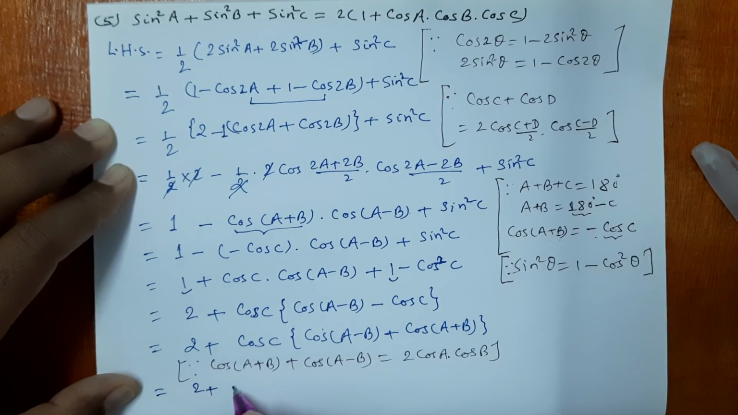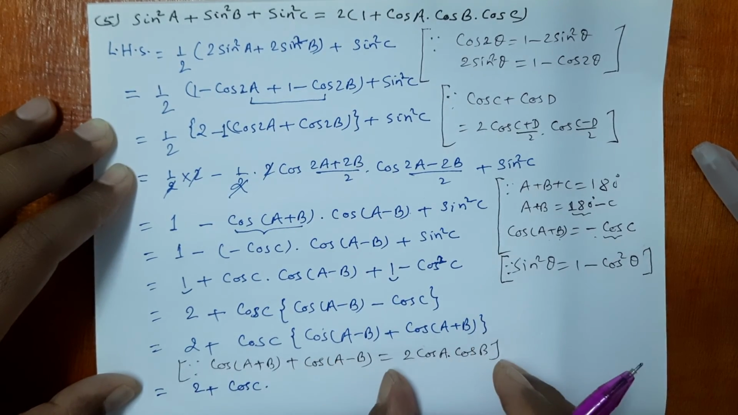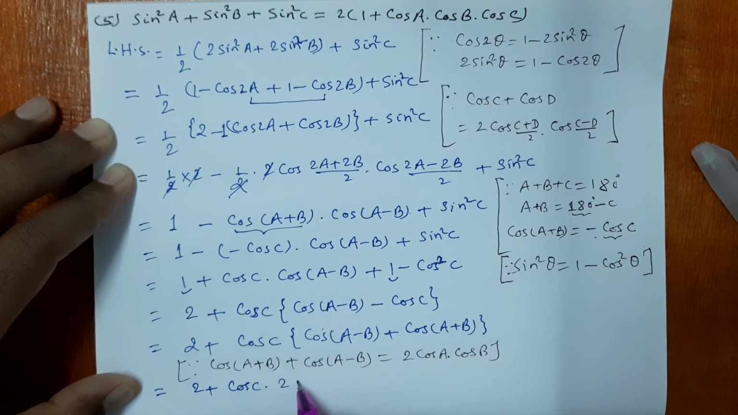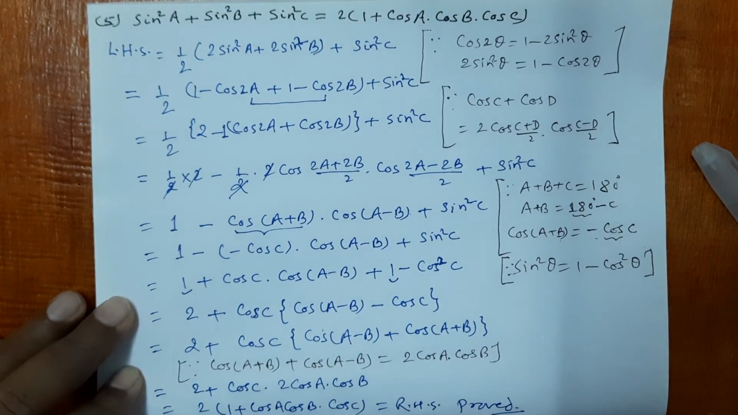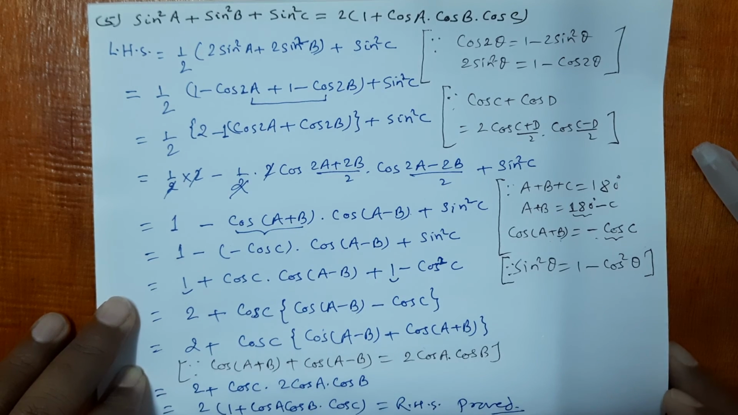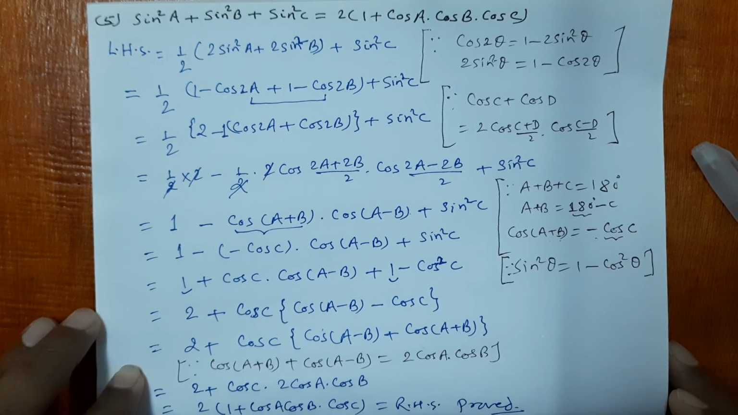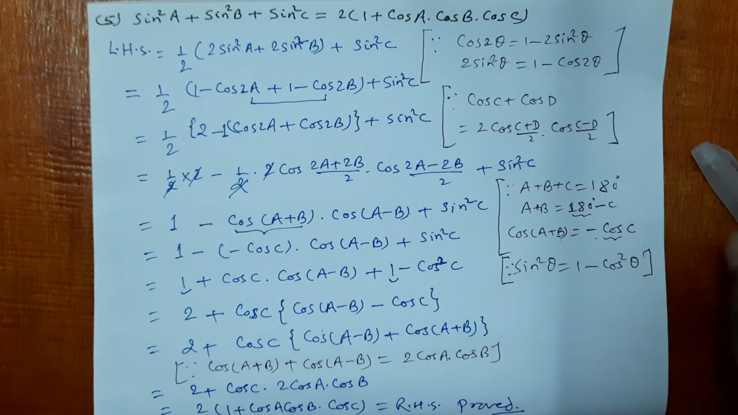we have 2 plus cos C, and according to this formula, 2 cos A cos B equals, 2 is common from both, 1 plus cos A cos B cos C, which is our right hand side, proved. Okay, in this way we have proved this important conditional trigonometrical identities problem.